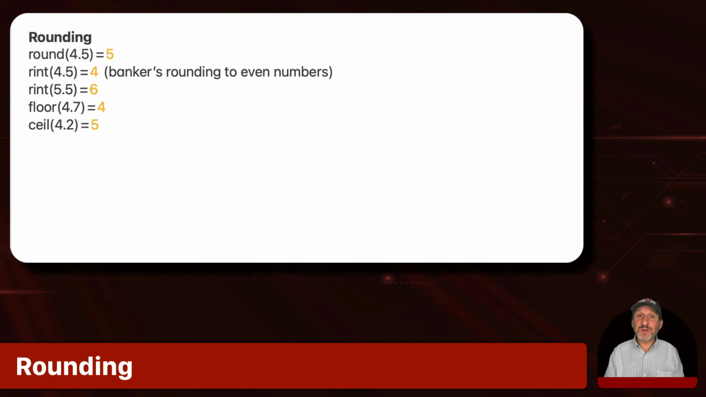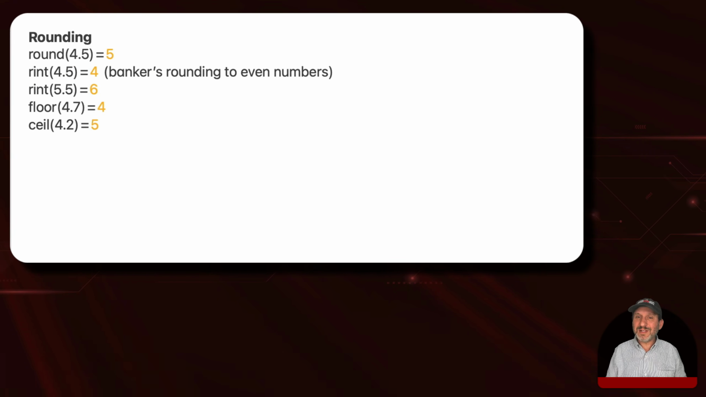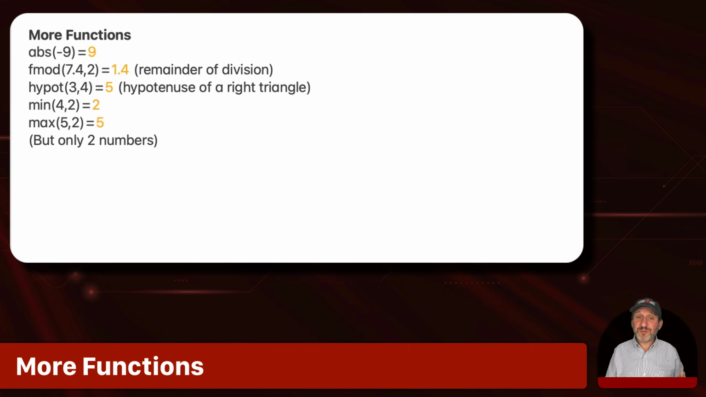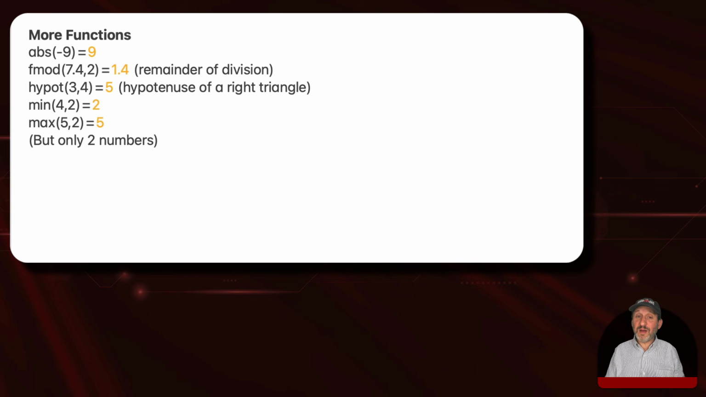Round goes to the nearest integer. Rint is something called banker's rounding, which goes to even numbers. So 4.5 goes down to 4, whereas 5.5 goes up to 6. Floor always goes down, and ceil always goes up to the ceiling. There are a lot more functions too. You've got ABS for absolute value. You've got fmod for the remainder of division. You've got hypot for the hypotenuse of a right triangle with two parameters.